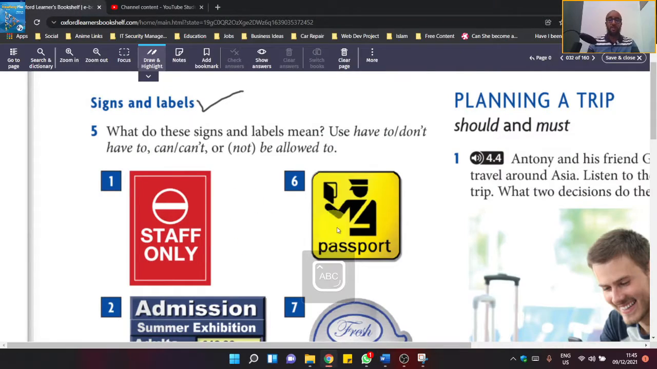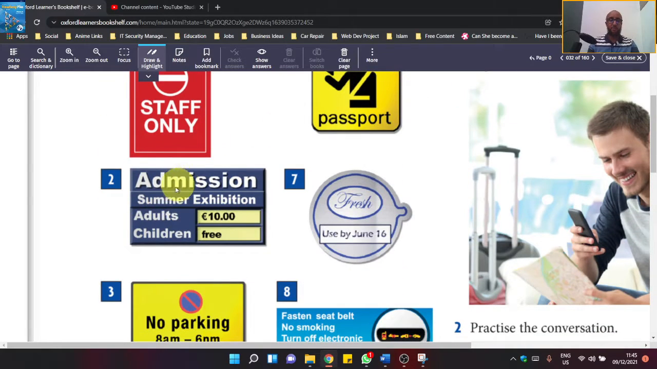Let's look at another one. Here, number 2, we have an admission. Okay, so admission to where? To a summer exhibition. Okay, so here we have prices. We have a list of prices for adults and children.